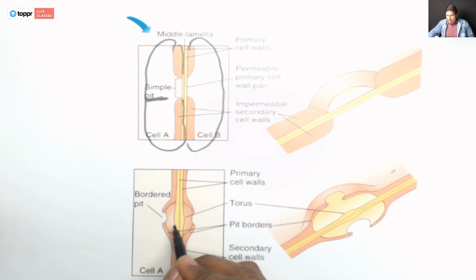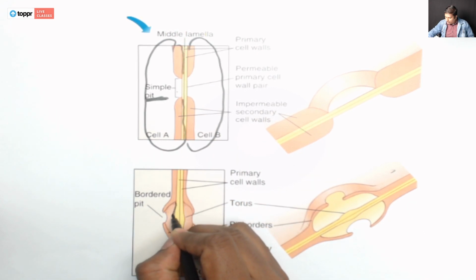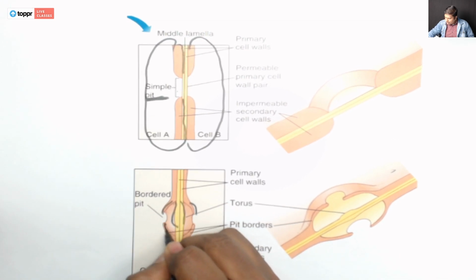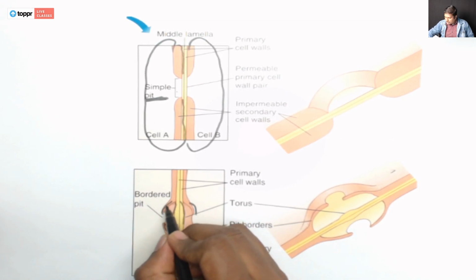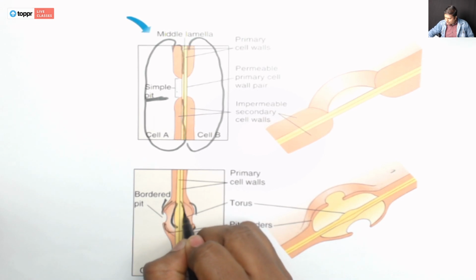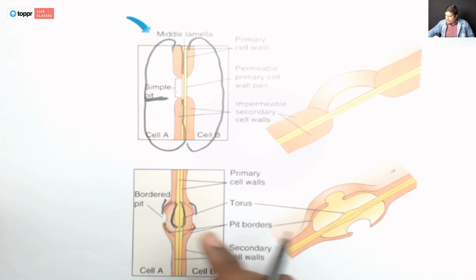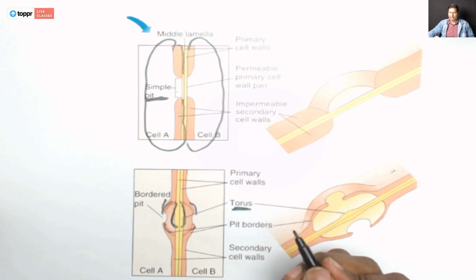However, some pits have a border. You see here, thickened border. And in these thickened borders, you have a thickened central portion, and this portion is called the torus.